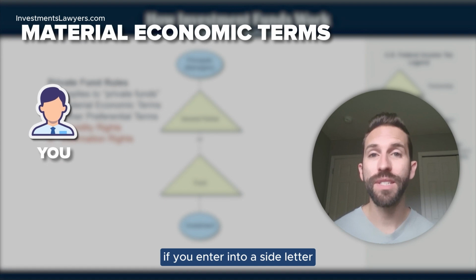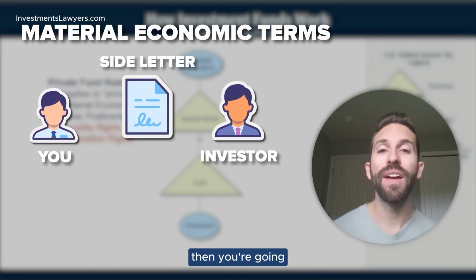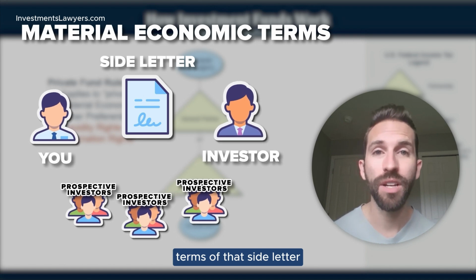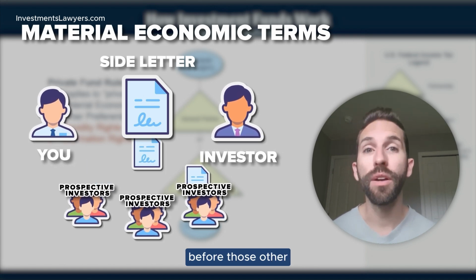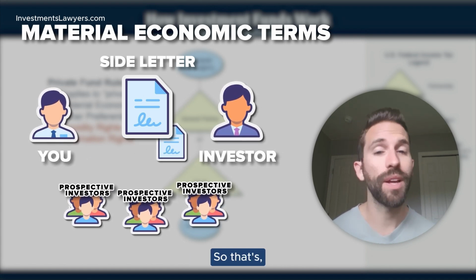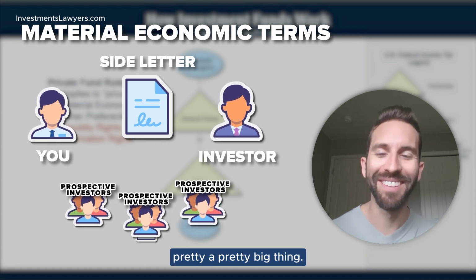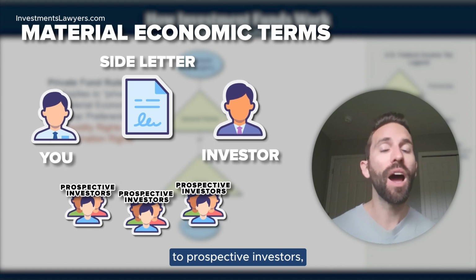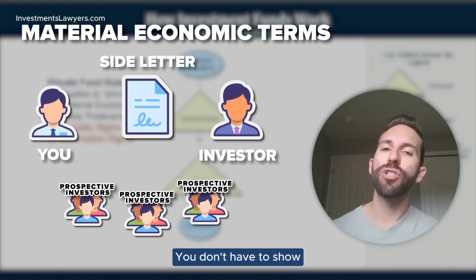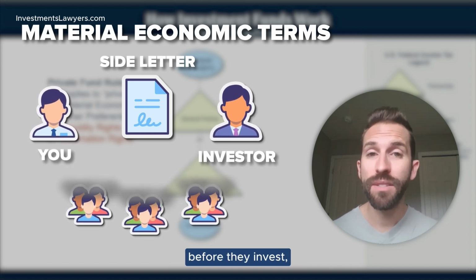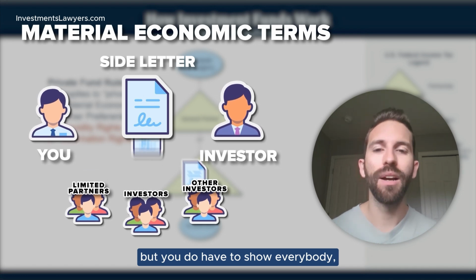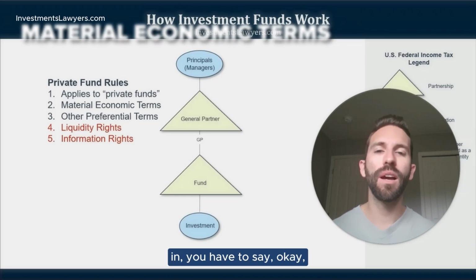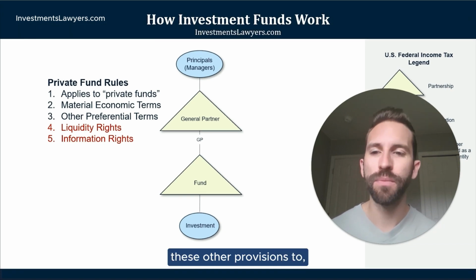So first, material economic terms. If you enter into a side letter with somebody, then you're going to have to disclose the material economic terms of that side letter to other investors before those other investors invest. So that's a pretty big thing. You're going to have to be showing all these material terms to prospective investors. Other preferential terms, you don't have to show prospective investors before they invest, but you do have to show everybody after the fund's final closing date. So once everybody's in, you have to say, okay, there are these other provisions too.